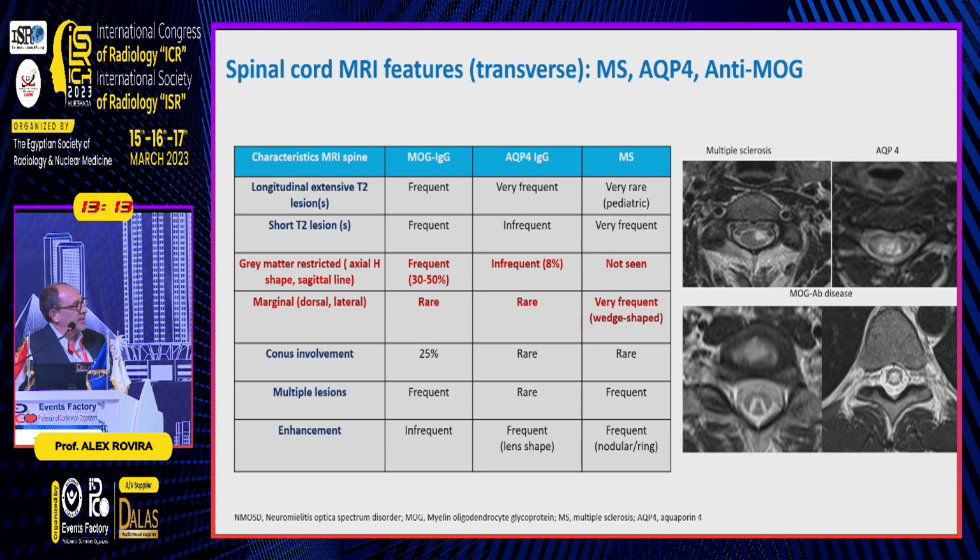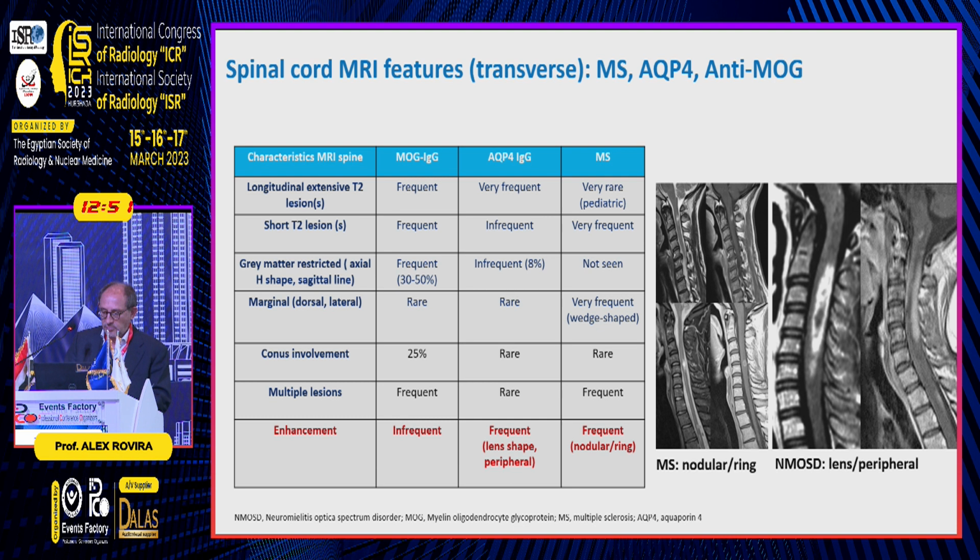This is a typical case of aquaporin 4 with almost complete involvement of the spinal cord, and also if you look carefully you can see the bright spotty signal here, and this is a very nice case of MOGAD with involvement of the central gray matter. And finally, this is another case in which the pattern is more or less similar to what we see in aquaporin 4. The pattern of enhancement is also important.